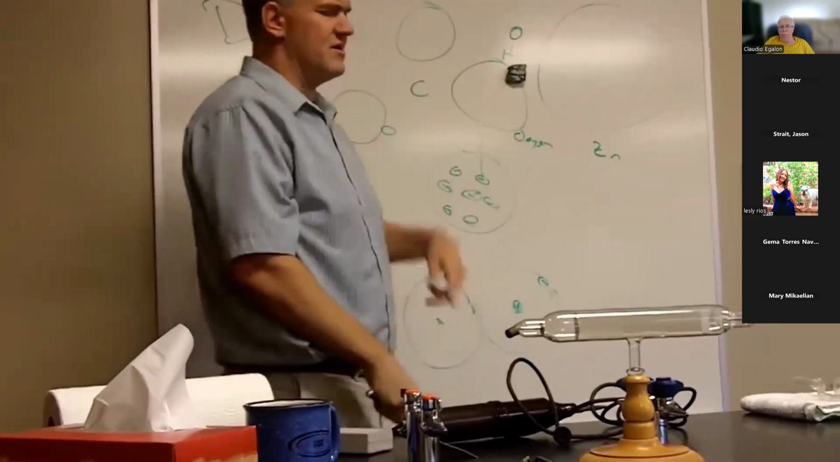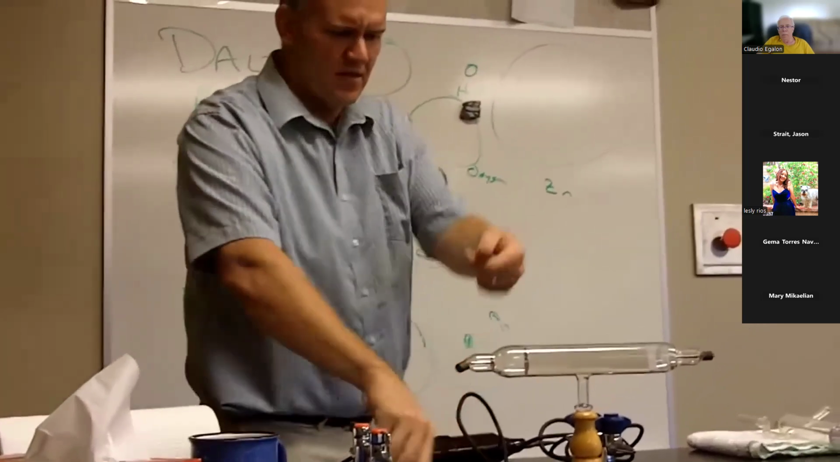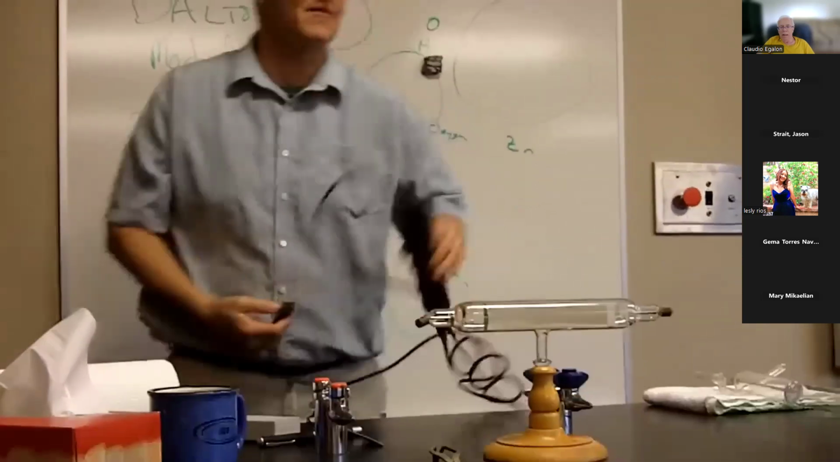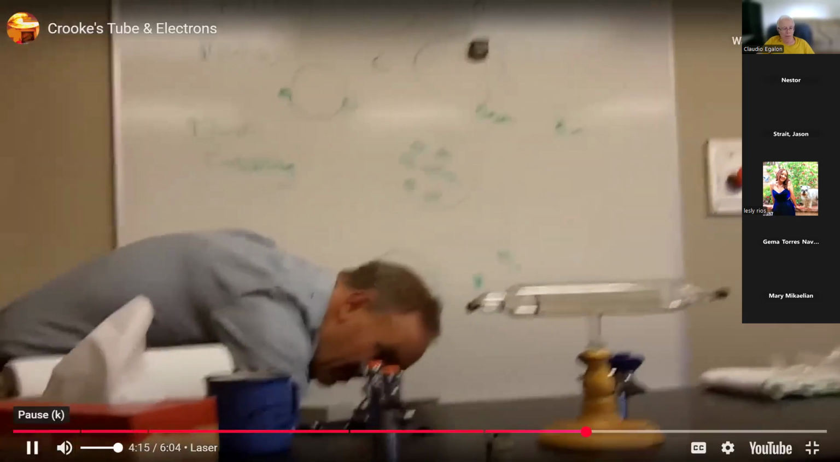So why does some light get deflected by a magnet and the other light doesn't? Why is that? What's the primary difference? He's asking why this green light is deflected by the magnet and the green light from the laser is not deflected by the magnet, right?